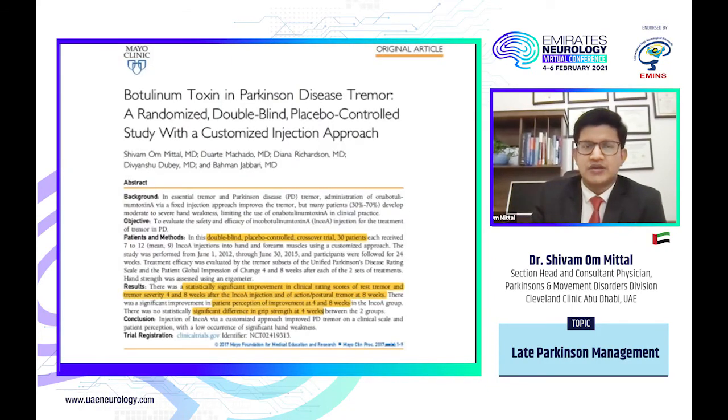So the other option is botulinum toxin injection. This is the only randomized double-blind placebo-controlled study that we did when I was in the US at Yale University. And this is a very good study where you find that botulinum toxin can be offered to patients who have refractory rest tremor, which doesn't respond to levodopa medications, and who cannot go for DBS surgery.